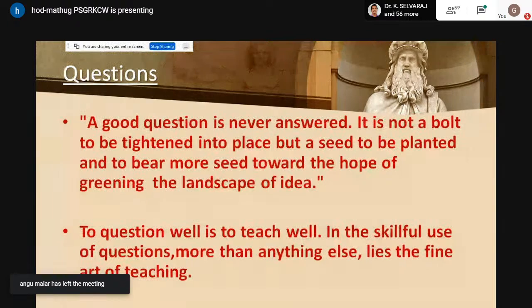In the skillful use of questions, more than anything else, lies the fine art of teaching. So how well you are going to set your question paper talks about how well you have taught the subject to your students.